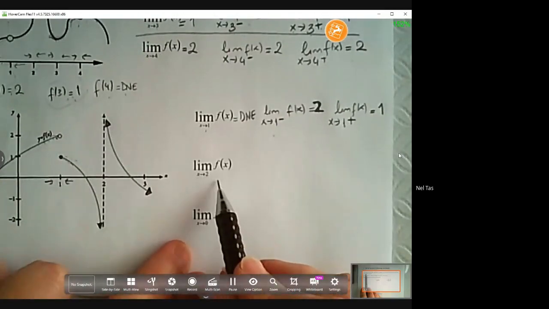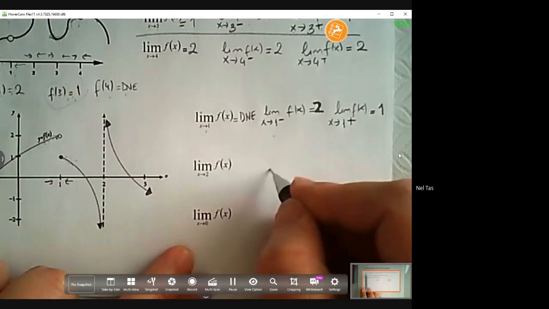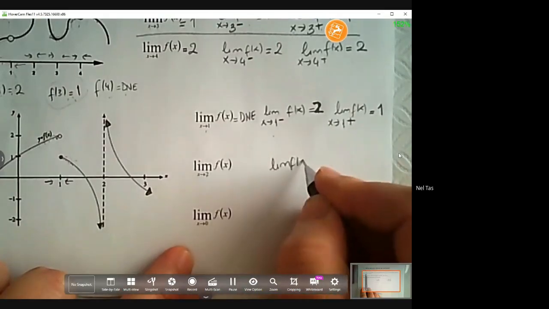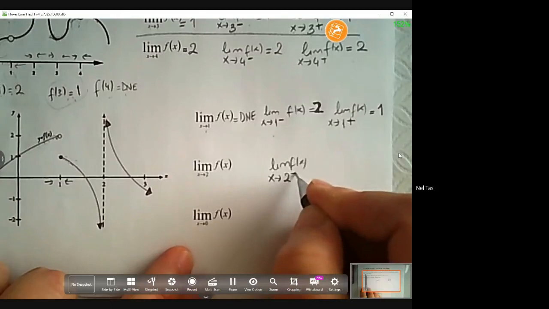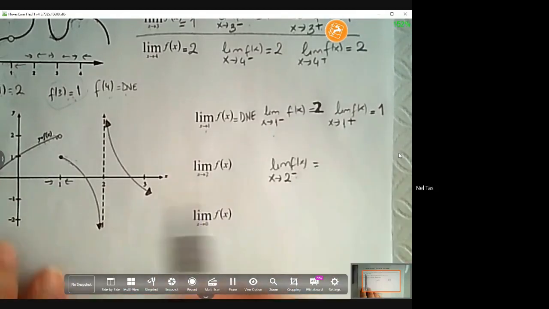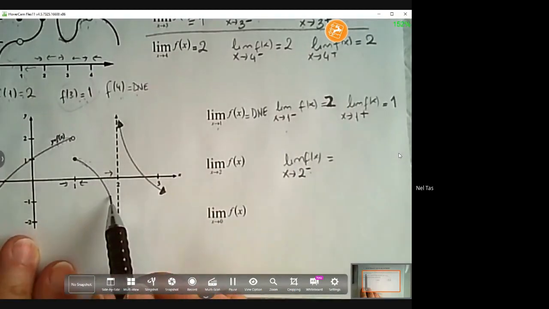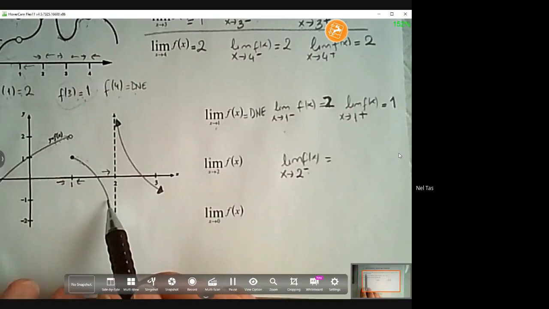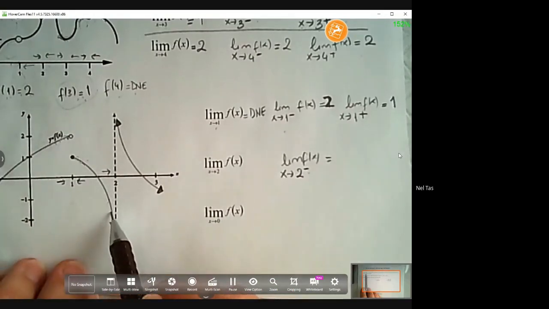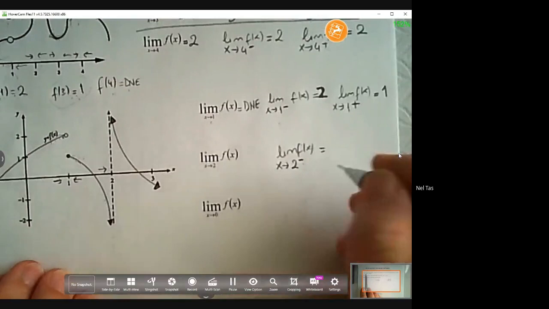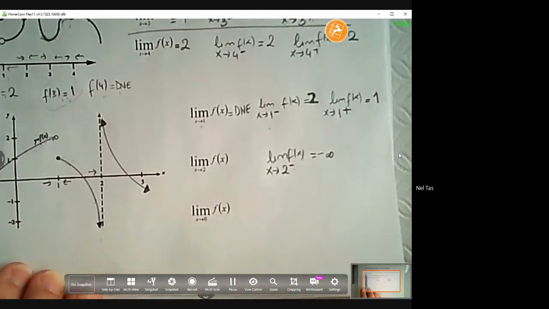Next one, limit of f of x as x approaches 2. The limit of f of x as x approaches 2 from left. So what do we see? Okay, so we are approaching 2 from left. We are going to check the y values. You only see -1, -2, but you see the arrow. It means there's an asymptote there. So it looks like the y values are getting closer and closer to negative infinity. Okay, so left side limit is negative infinity.